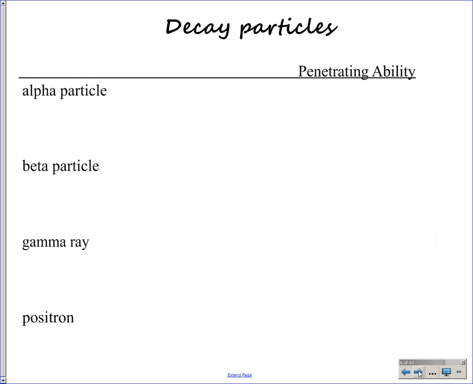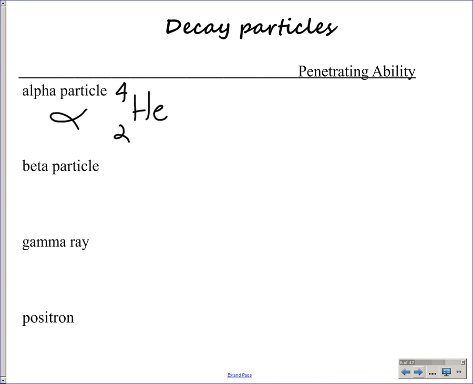All right, so let's actually talk about these particles now. You probably remember some of the symbols, so let's go ahead and start using the symbols and actually how we can stop these particles or rays from penetrating certain objects. How can we block them? So here's what an alpha particle looks like. It is actually a helium nucleus.